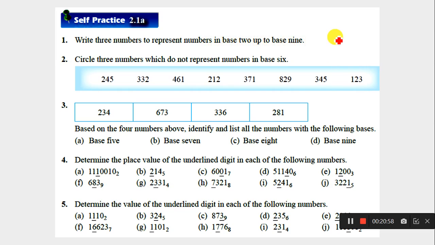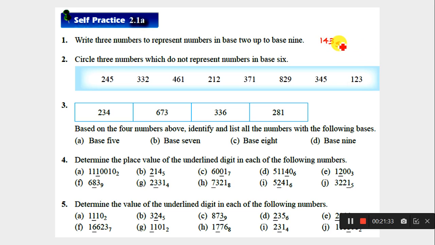That means you can write any number, but make sure if you want to write in base 5, the number does not include digit 5 and above. Okay, so let's say you want to give an example of base 5, so maybe you can write 1, 4, 3 base 5.